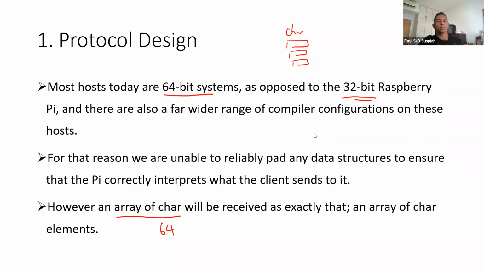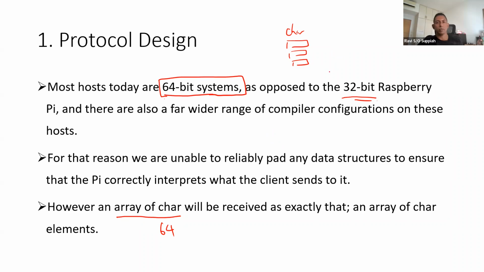This 64 is not a 64-bit array, it is 64 elements, that means 64 elements of character type. The 64-bit systems point is about saying that if you try to communicate, the device that you're trying to deal with may expect a different type of padding.